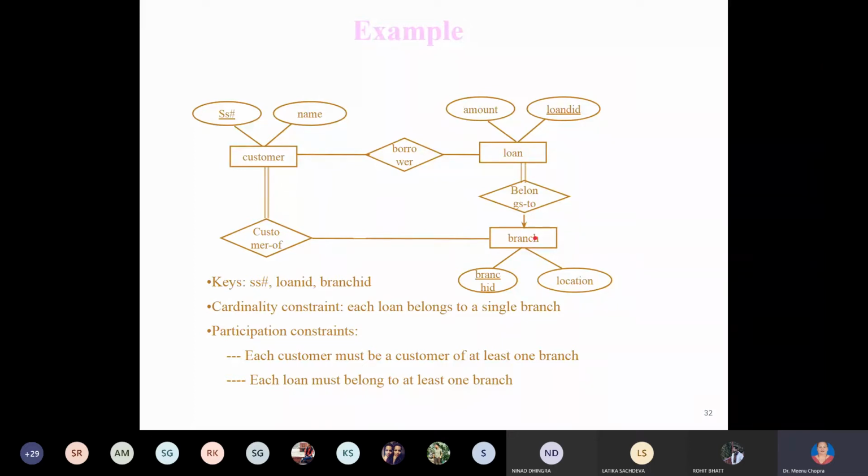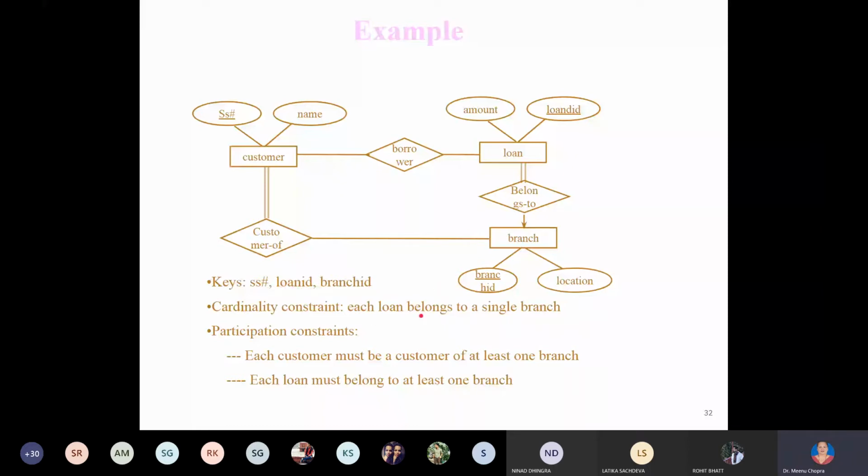So branch is an entity. Branch can have the location, and branch has the ID, that is a primary key. Similarly, a branch has a relationship with the customer. Now, every customer has a total participation towards the branch. So that is showing a total participation of the customer towards the branch, and that is customer of this branch. Fine. So these are the keys: loan ID, branch ID, and these are the keys which are identifying your uniqueness among the customers, among the loans, and among the branches. So these are the keys.